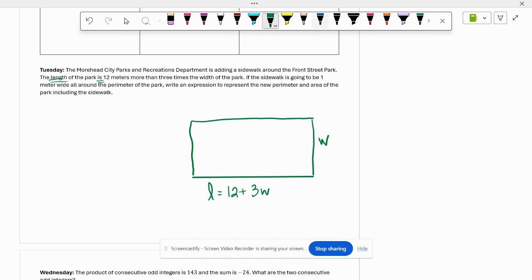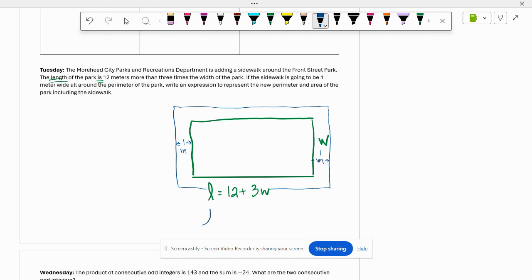If the sidewalk is going to be 1 meter wide around all the perimeter of the park, write an expression to represent the new perimeter and the new area. Okay, so I'm going to draw this sidewalk. This sidewalk is going to get put around the outside of the park. So I want you to think about this. It says that this sidewalk is going to be 1 meter wide, and it's going around the entire outside of the park.